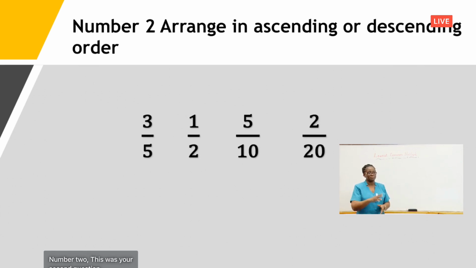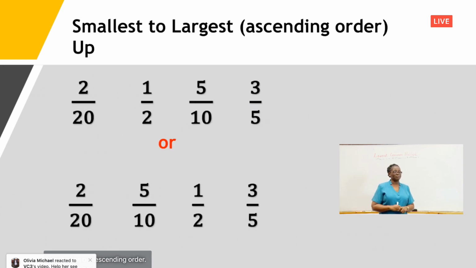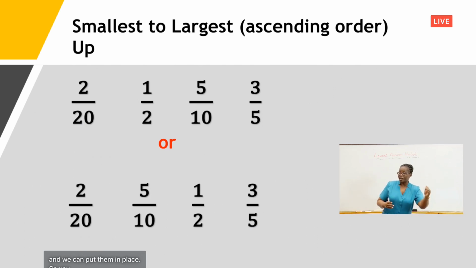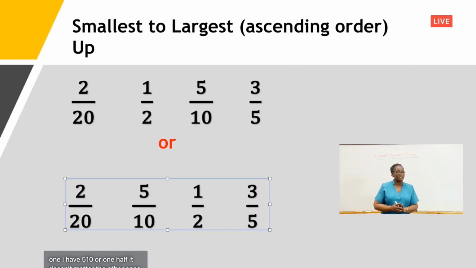Number two, this was your second question from your homework, right? And we had to do the same thing, either ascending order or descending order. Here are my answers. Right. If you notice, this has two answers. That is because two of our fractions were the same value. And we can put them any places. So you notice I have 1/2, then 5/10. And at the next one I have 5/10 or 1/2. It doesn't matter the order once they come right after each other.